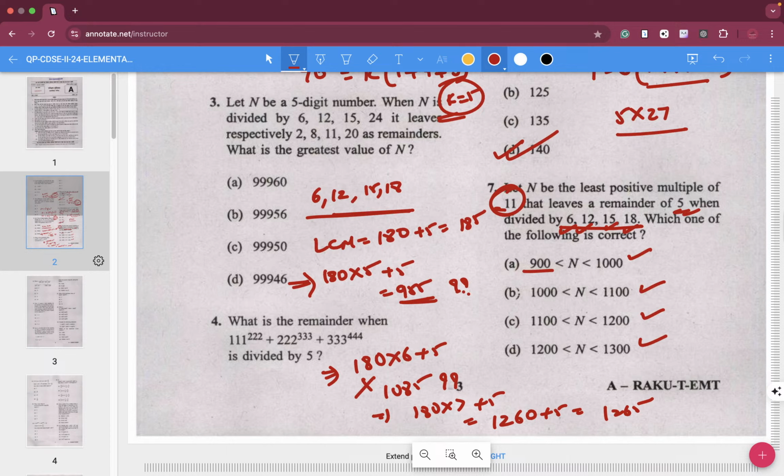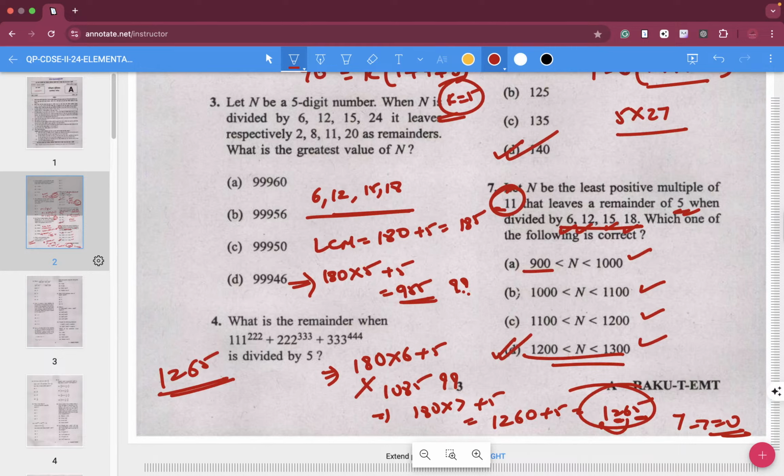Okay, so if you check for 1265, is this number divisible by 11? 5 plus 2 is 7 and 6 plus 1 is also 7. Yes, this number is divisible by 11. So 1265 is the answer, which lies between 1200 and 1300, folks.